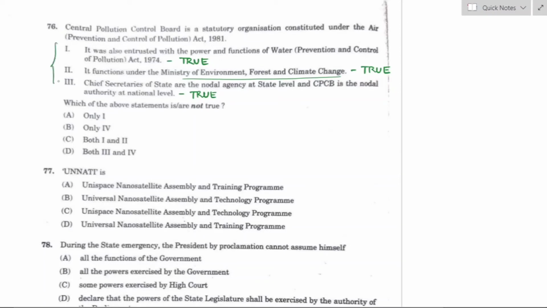Out of these given statements, all are true, but you can't decide the correct answer among the options because statement 4 is missing. So we can't conclude for option A or option C. So for this question, we can expect grace marks.